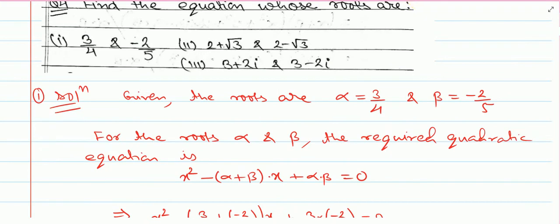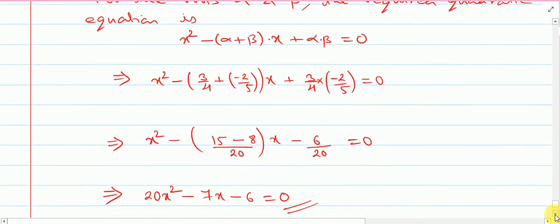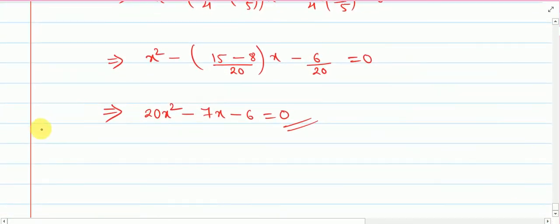Okay, now let us see the second one. Here roots are given as 2 plus root 3 and 2 minus root 3. So you try this by yourself. I will do the third one. Here it's saying roots are 3 plus 2i and 3 minus 2i. So I'm doing the third one. The second one you are supposed to do by yourselves, same as the first one.